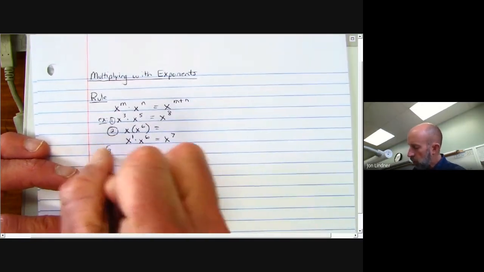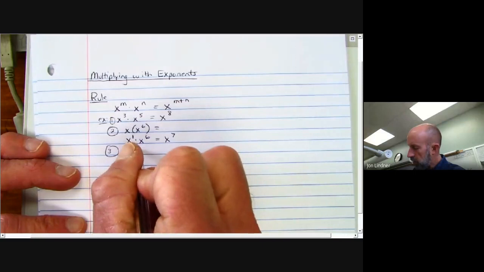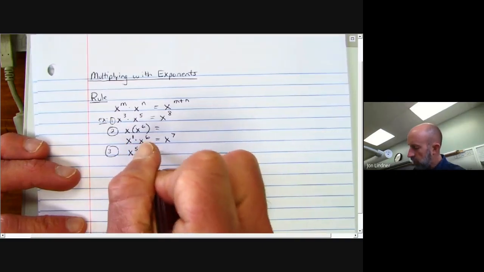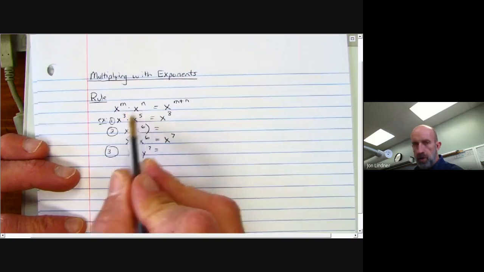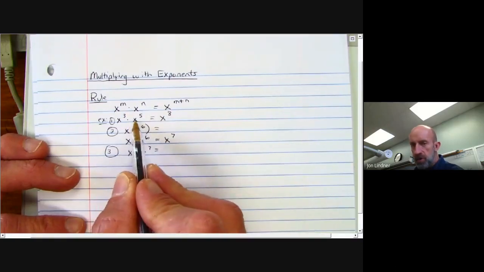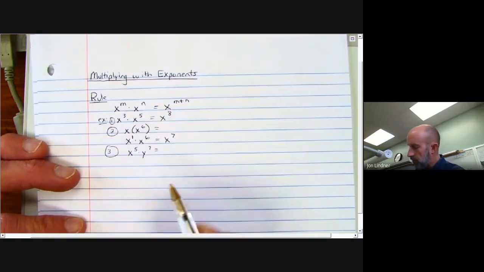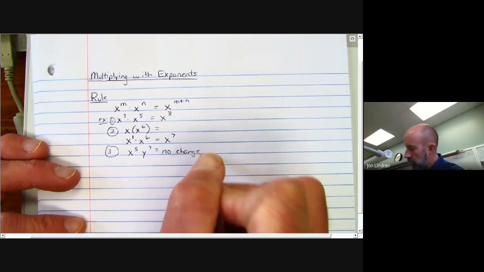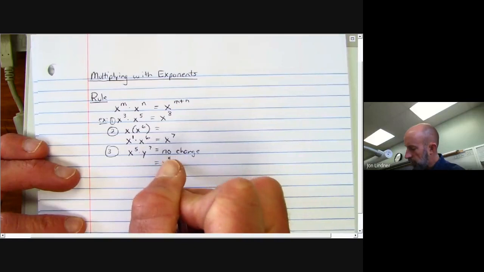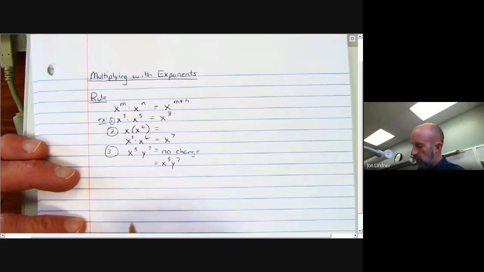Now, what if I had this problem? X to the fifth times y to the seventh. Well, to be able to use this rule up here, the bases have to be the same. These bases are not the same, so there is no change in this one. This stays as x to the fifth, y to the seventh.